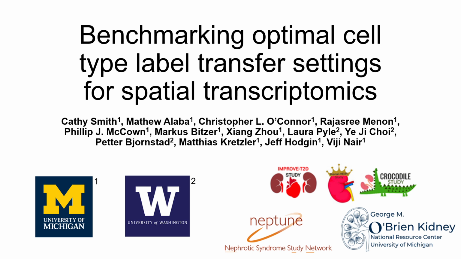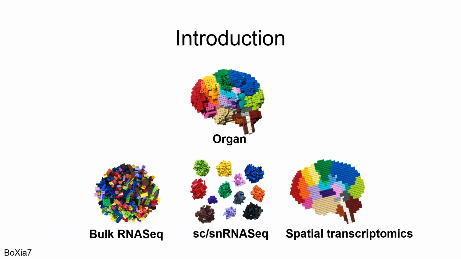This is a collaborative project between my team at the Michigan Kidney Translational Medicine Center and some of our friends at the University of Washington, where we benchmarked optimal cell type label transfer settings for spatial transcriptomics. I also want to acknowledge the Improve Type 2 Diabetes study, the Renal HEIR study, the CROCODILE study, Neptune, and the George M. O'Brien Kidney National Resource Center for their contributions to this project.